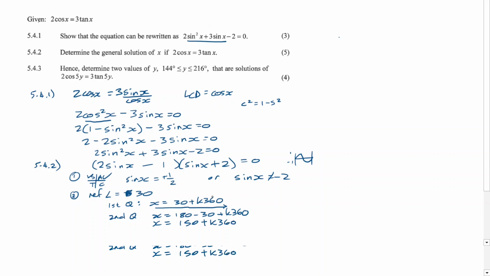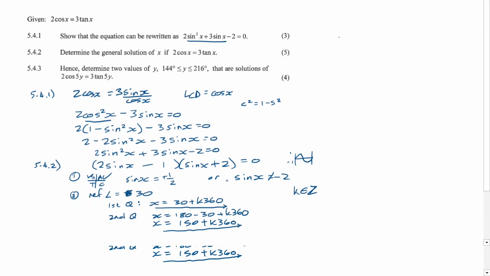For an extra mark with general solution, you always want to, somewhere in the question, just say k is an element of the integer, which I'll explain in a sec. And so here are your general solutions. Why did I choose k 360? That's the period of sine. So if it was a tan graph at this stage here, then I would have said k 180.